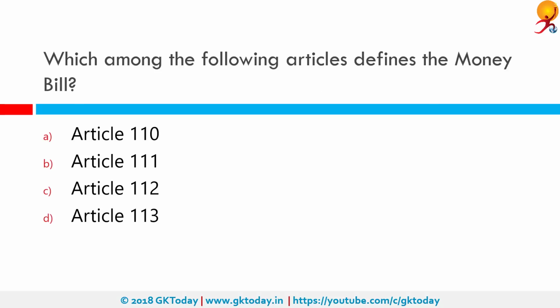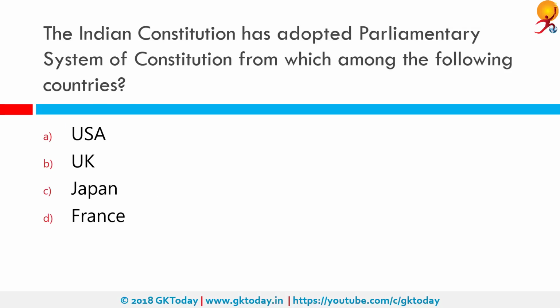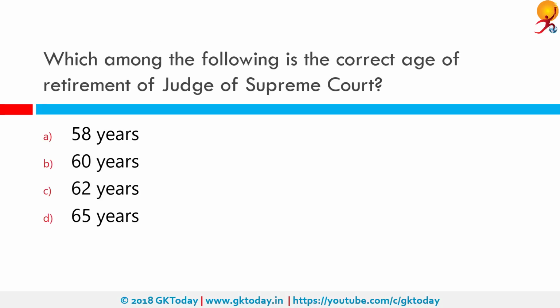Which among the following articles defines the money bill? Only those financial bills which contain provisions exclusively on matters listed in Article 110 of the Constitution are called money bills. The Indian Constitution has adopted Parliamentary System of Constitution from which among the following countries? The correct answer is UK. As a former British colony, it was indeed easier to move to a system we were already familiar with.